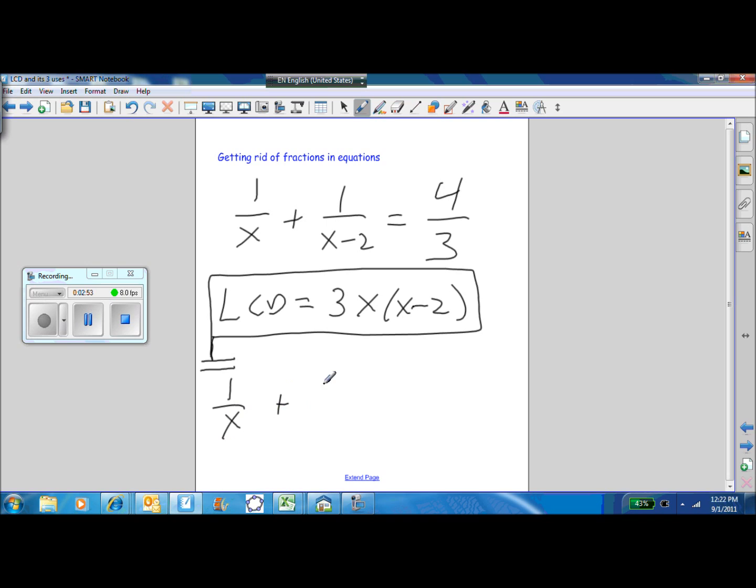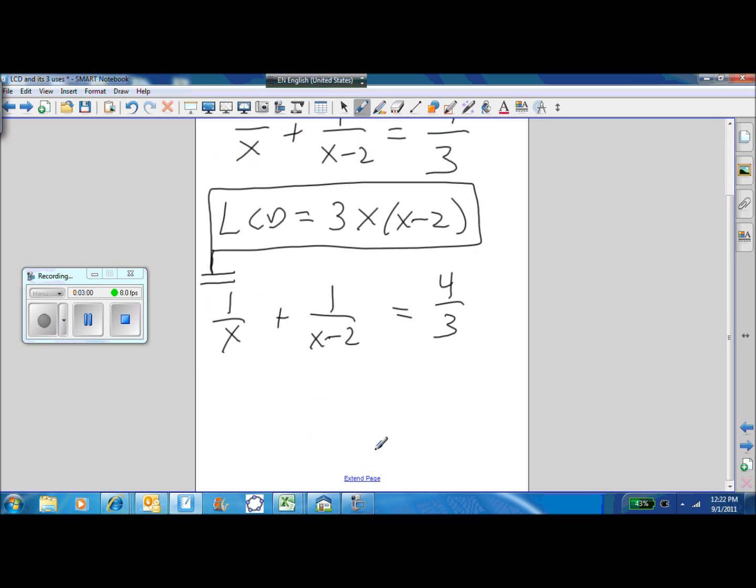So we have 1 over x plus 1 over x minus 2 equals 4/3. And we multiply both sides by that LCD. So this entire side gets multiplied by the LCD, and this whole side gets multiplied by the LCD. So this gets distributed, and when we distribute it, the LCD will cancel out anything underneath. Focus on that first. Here in this first case, the 1 over x cancels with the x, and we're just left with 3 times x minus 2.